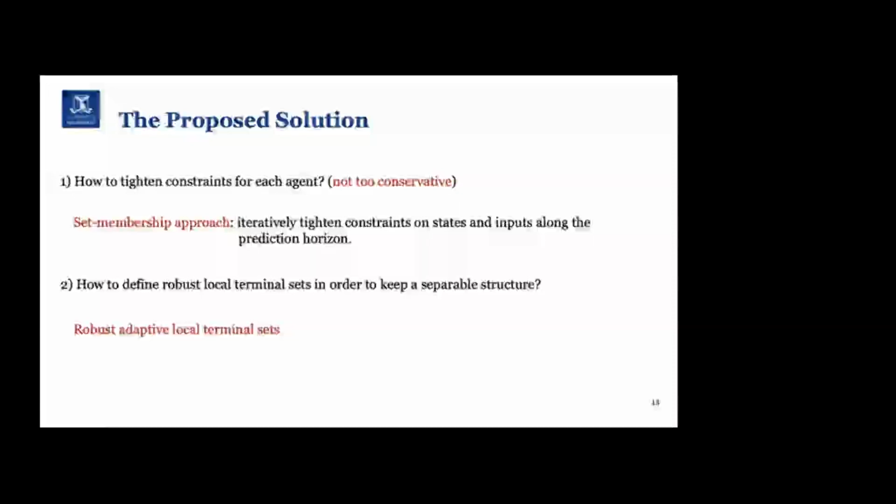And for the second one, we want to keep the separable structure. So we have to consider the fact of those disturbances in the local terminal sets. So then we define a new set, and we call it a robust adaptive local terminal set. From the name, it is adaptive. So the parameter for this set we also set as a decision variable, to be optimized in the distributed MPC optimization problems. And then I will discuss the condition for finding these sets later.